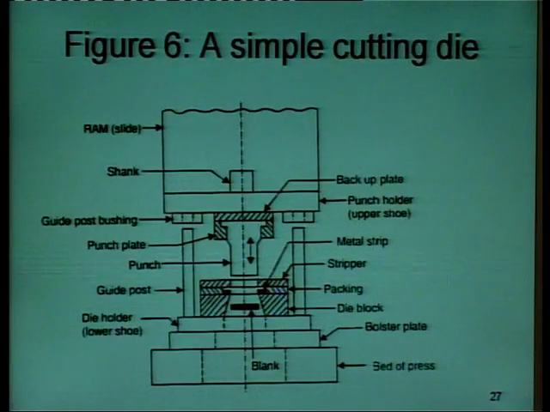Above the lower shoe is the die block. Then there is some packing material, then there are two guide posts for guiding the ram. Then there is a stripper, then a metal strip, punch plate, guide post bushes, and the punch holder for holding the punch, which is called the upper shoe, backup plate, shank and ram or slide. So, we will discuss all these notations one by one.